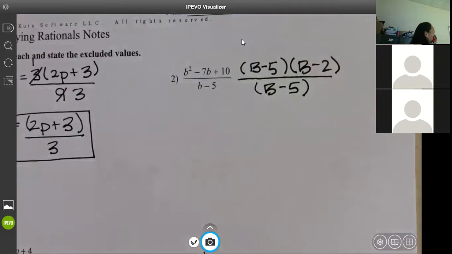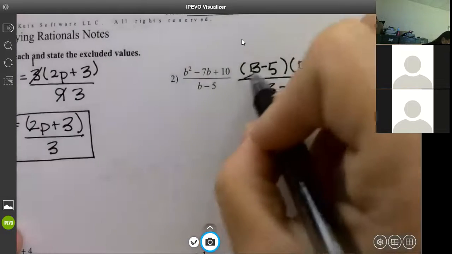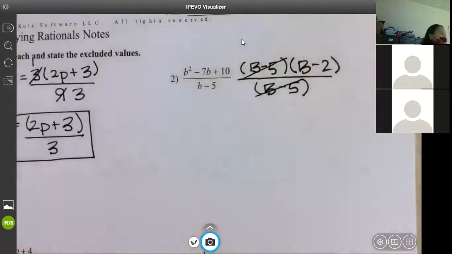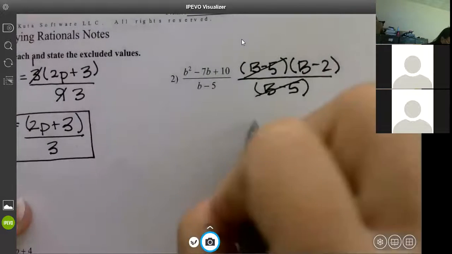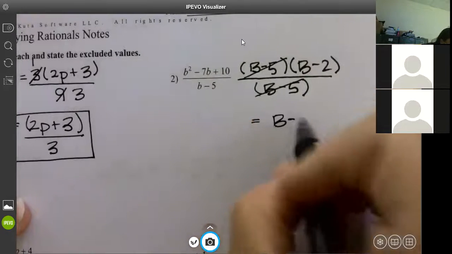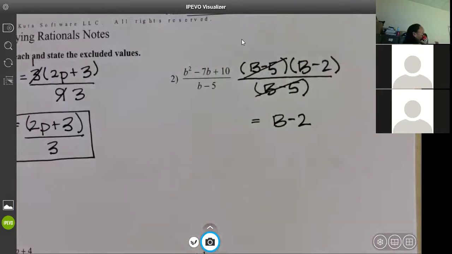Do you have anything that looks the same? The whole b minus 5. And again, that's why I put it in parentheses so you understand that a parentheses has to look the same as another one. So this completely cancels out. And then what did we leave? So that's your answer, except for, did we cross out a variable? Yes. So that means somewhere we have an excluded value.